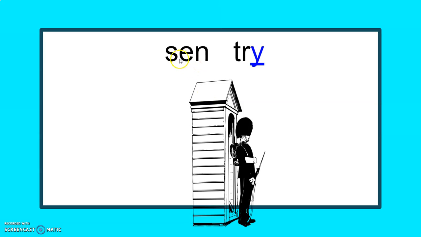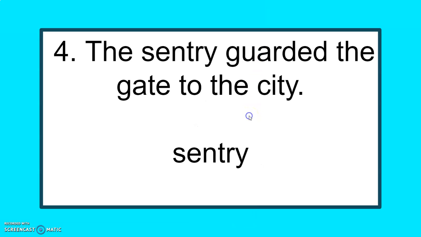The next one is a closed syllable, and then this, by itself, looks like the word try, but remember, this is the second syllable in this two-syllable word, and so usually Y says its E sound at the end of a two-syllable word. Not always, but usually. Go ahead and read that. That's right, that says sentry. A sentry is a soldier who guards. Let's look at the sentence. Go ahead and read it. Right, let's read it together. The sentry guarded the gate to the city. I wonder who the sentry will be in your story.